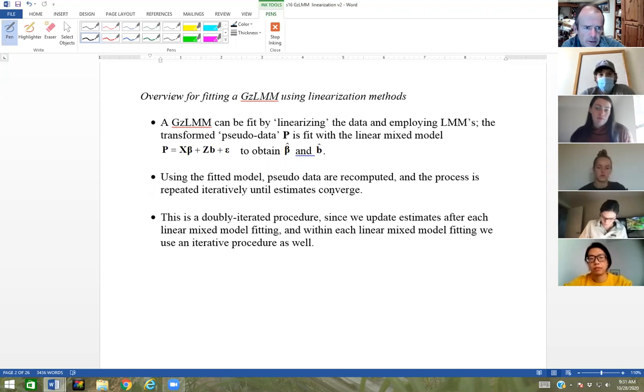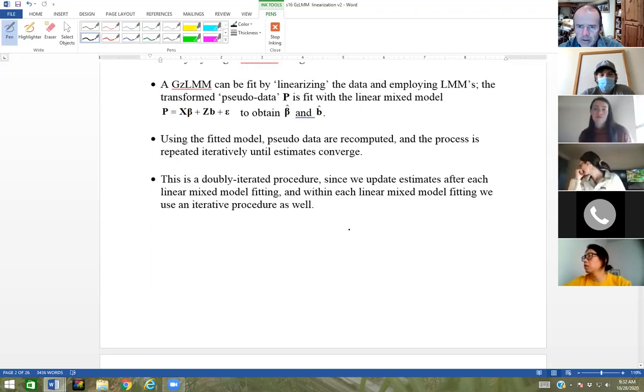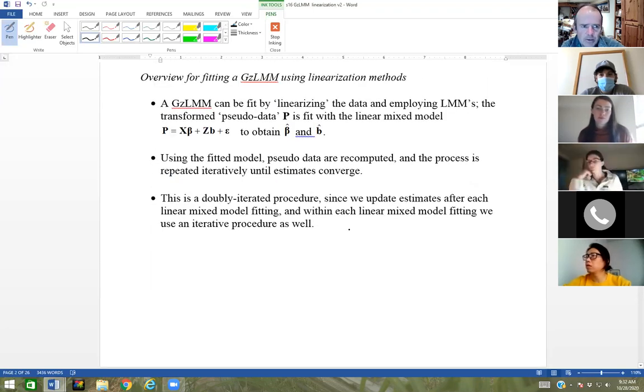We already know in linear mixed models, we have to use an iterative process to get the estimates, right? When we maximize the likelihood, we use some algorithm that's iterative for that solution. And now we have to iterate that process when we do this linearization approach, which I'll walk through more specifically as we go forward. So in a nutshell, it's a complicated algorithm.